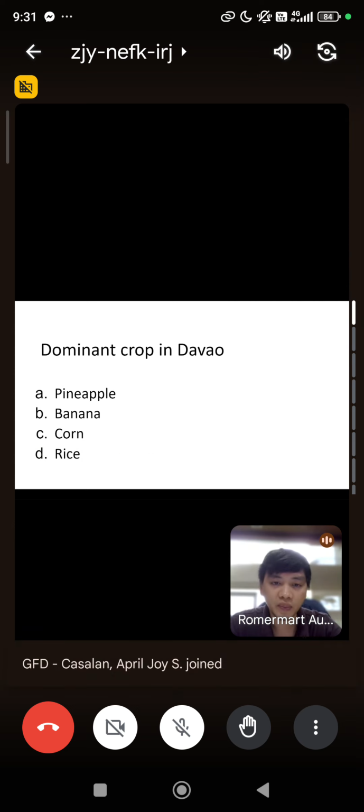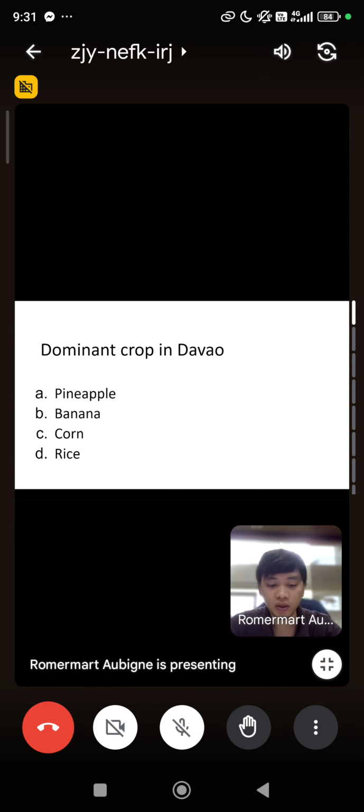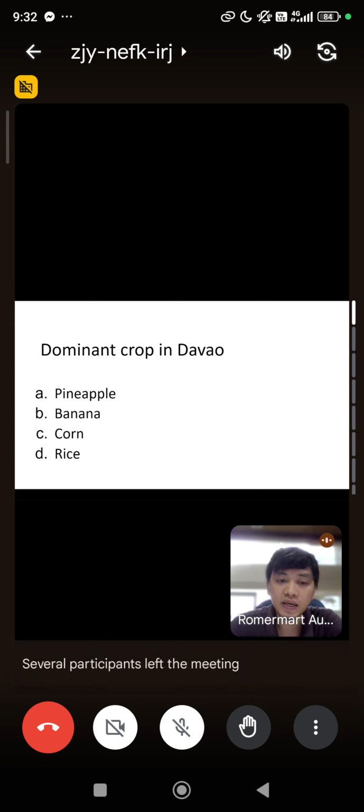The dominant crop in Davao region. A. Pineapple, B. Banana, C. Corn, D. Rice.